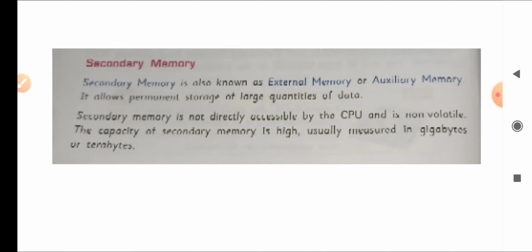Now what happens is, secondary memory is also called an external memory. External memory means which we can access from outside the hardware of the computer.